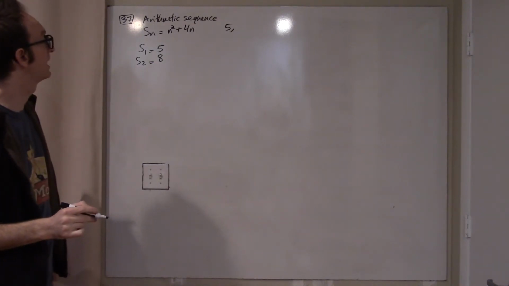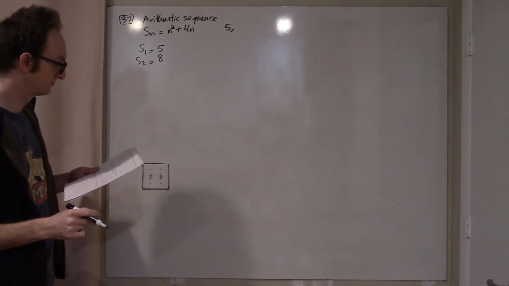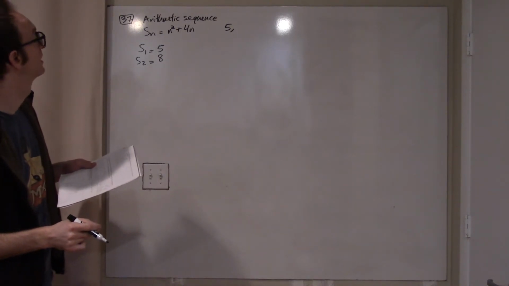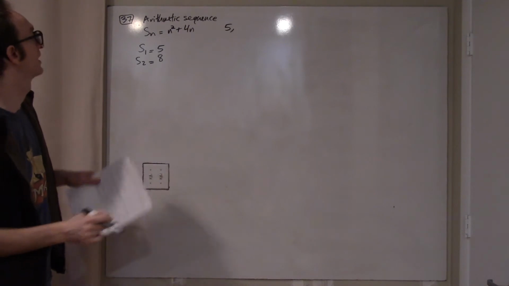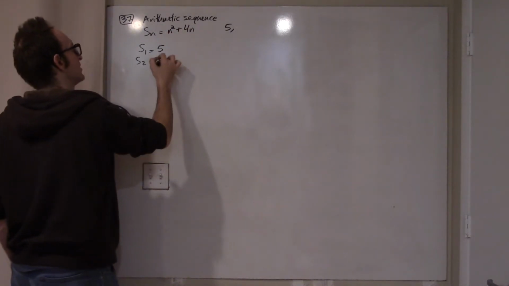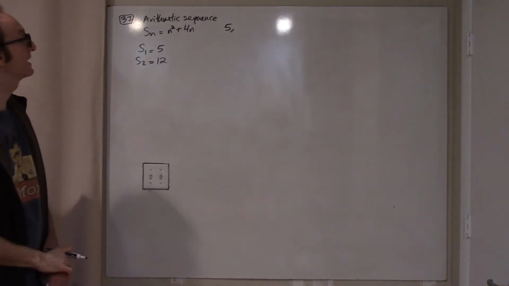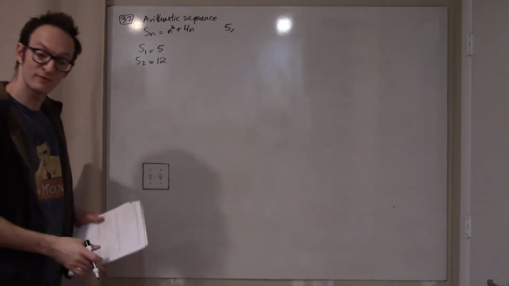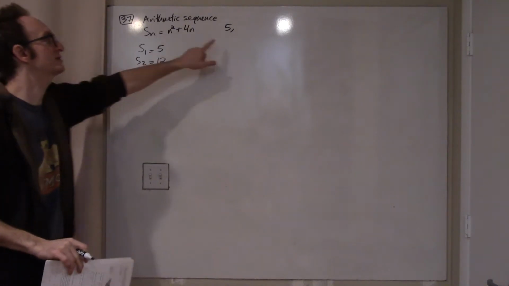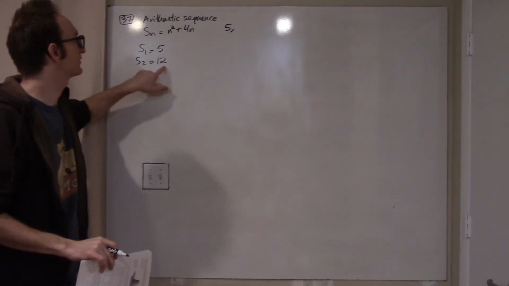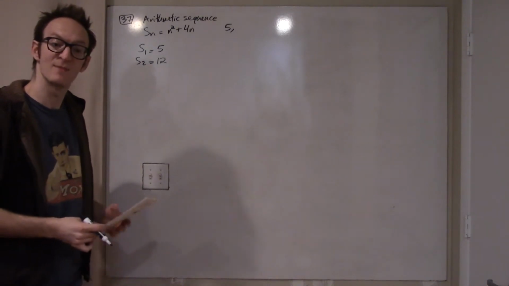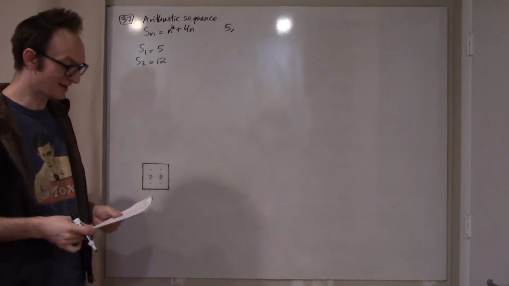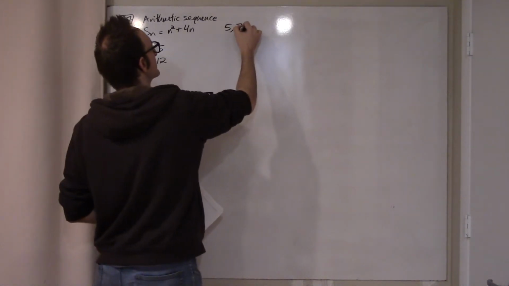So, if the sum of the first, is that right? What have I done? N squared plus 4n. If I plug in 2, 2 squared is 4 plus 8, which is 12. Yeah, I knew that was wrong. Anyway, good. 4 plus 8 is 12. So if the sum of the first 2 terms is 12, and the first term is 5, then I must have added 7 to get from the first term to the next term. And so the second term of this sequence is 7.